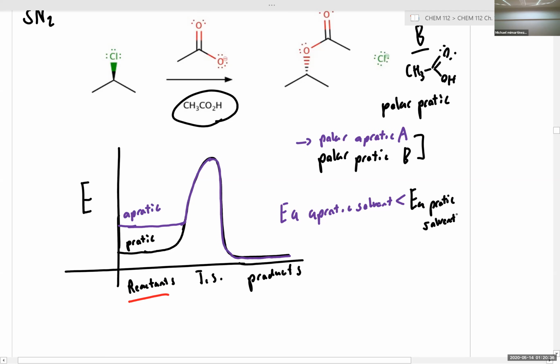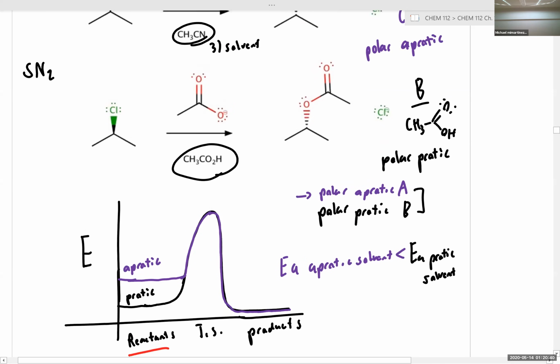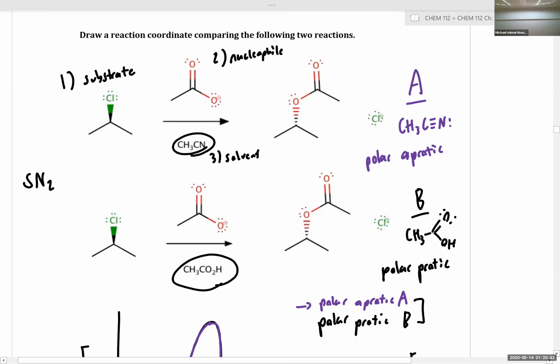Does this problem make sense to everyone? So in a step-by-step guide, you look at both of your reactions. You look at your substrate, your nucleophile, your solvent, and you also look at your leaving group. Then you compare, you find the difference. We found it was a difference in solvent.